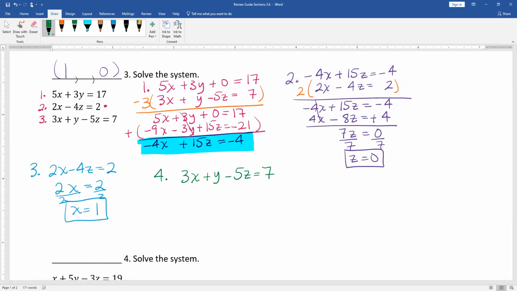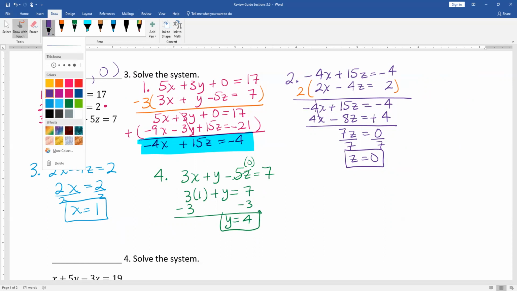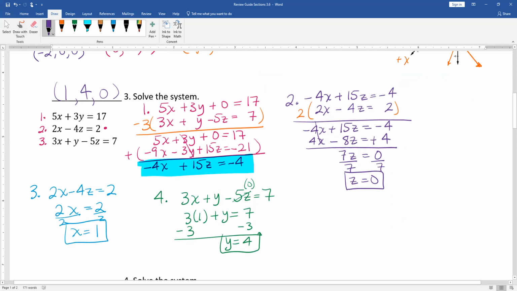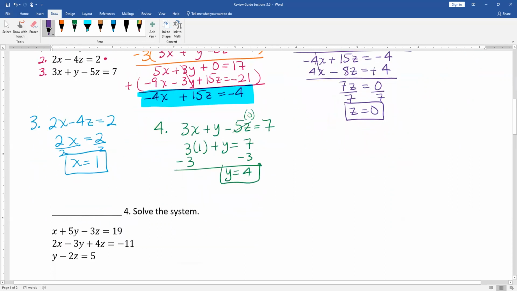7. Okay, so this actually cancels out because that's 5 times 0. All right, and I also know that x is 1. So this is 3 times 1 plus y equals 7. 3 times 1 is just 3. So I'm going to subtract 3 from both sides, and I get y equals 4. And I'm done. So my ordered triple is 1, 4, 0 for the solution.